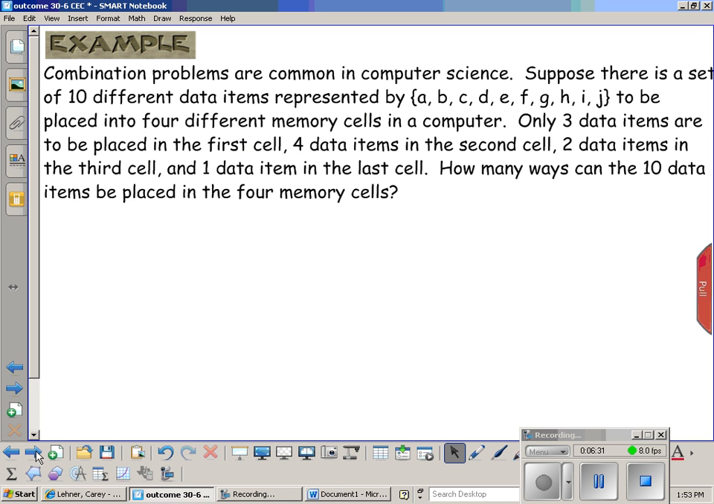Let's look at this one. Combination problems are common in computer science. So this one's already telling you it's a combination problem. Gotta love that when they actually tell you up front.